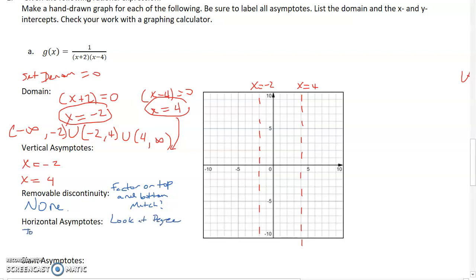What's the degree on top? The degree on top is 0, right? What's the degree in the denominator? The degree on the bottom is, well, this is an x to the first, and that's an x to the first. So the degree on the bottom is 2. Since the degree on the bottom is greater than the degree on the top, I'd encourage you to take a look back at the last video, but we know that there's a horizontal asymptote at y equals 0. So I'm going to draw that horizontal asymptote at y equals 0.